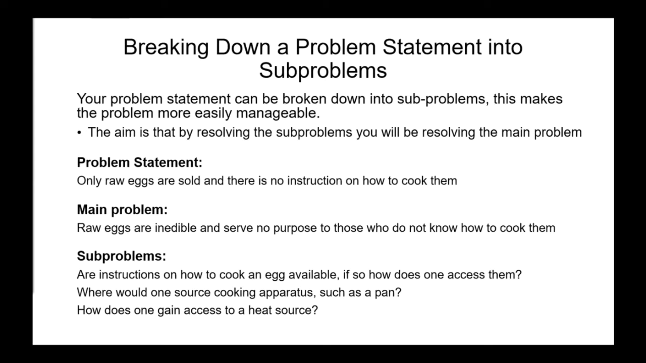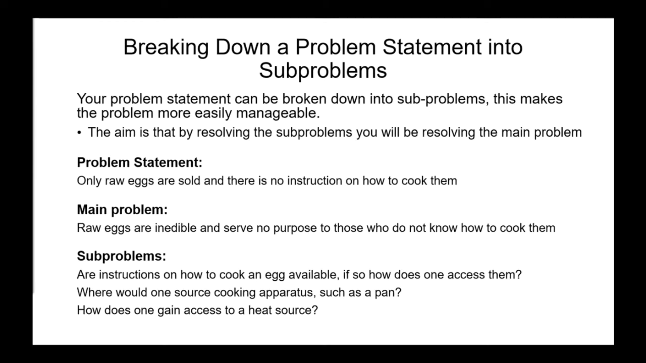And the aim is that by resolving the sub-problems, you will be able to resolve the main problem as a whole. So I've included this simple little example, which hopefully simplifies what I mean. If your problem statement is that only raw eggs are sold and there are no instructions on how to cook them, your main problem is then that raw eggs are inedible and serve no purpose to those who do not know how to cook them.